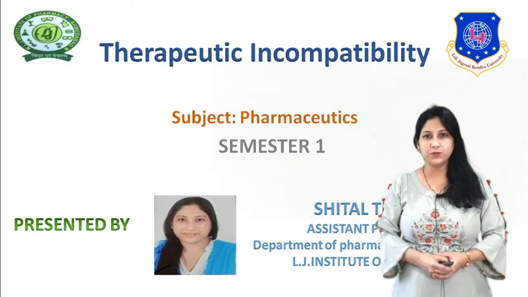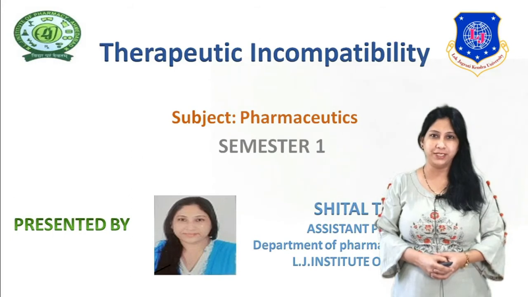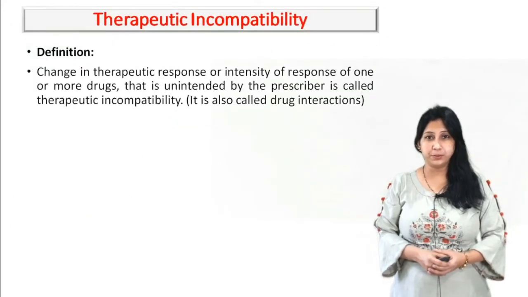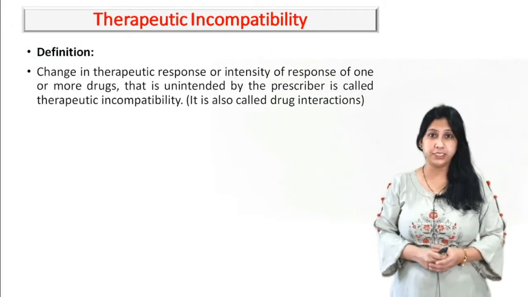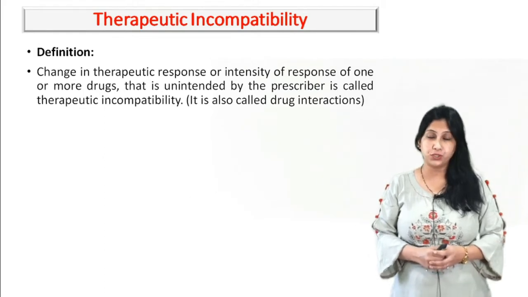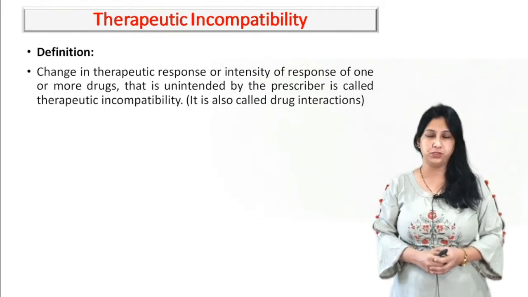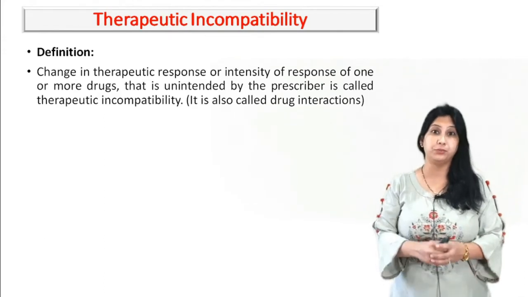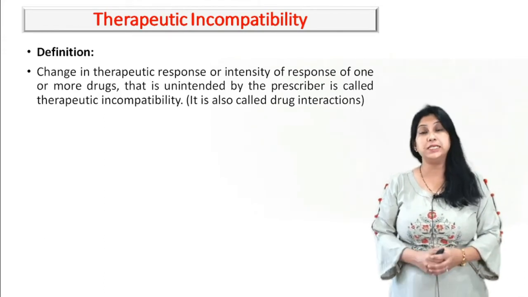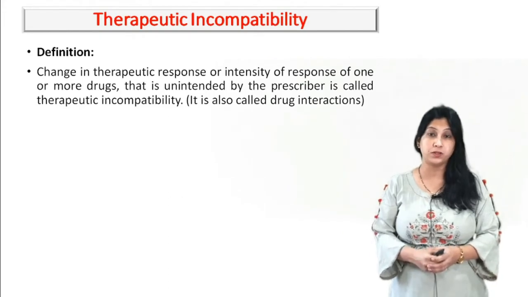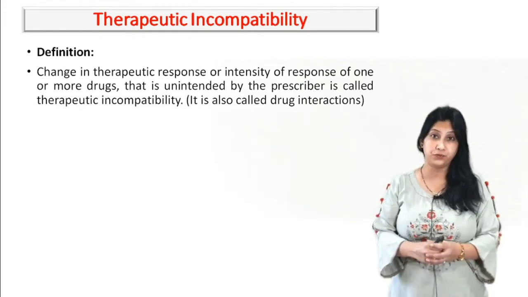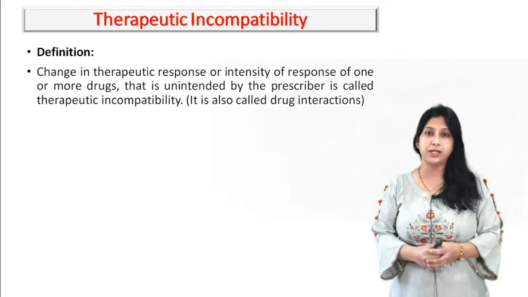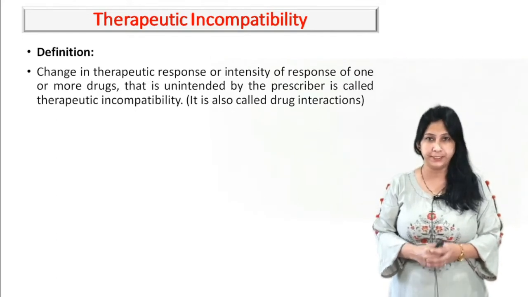In this video, we will see about therapeutic incompatibility. So what is therapeutic incompatibility? This kind of incompatibility occurs after the administration of drug or drugs by the patient. After administration, if there is a change in therapeutic response or the change in intensity of the therapeutic response that is unintended by the physician or the prescriber, that is called therapeutic incompatibility.